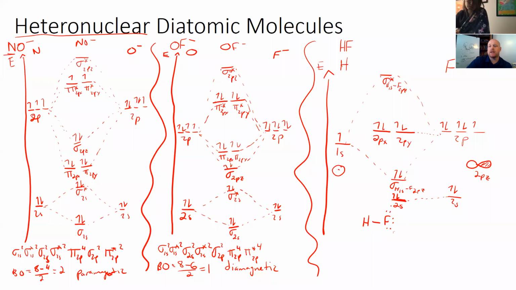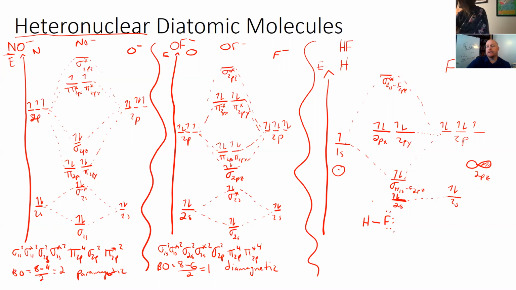And so, well, that would be the 2s electrons there, and then the 2px and the 2py are just sitting there on that fluorine atom. And so this kind of shows you how the Lewis structures mesh. Sometimes they mesh relatively well with the MO diagrams. Not always, but they tend to mesh somewhat well.